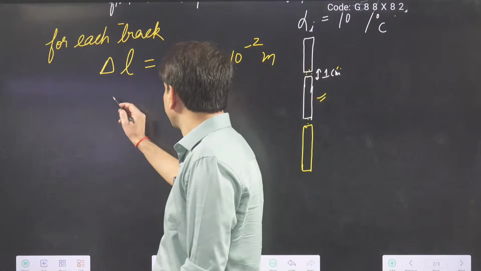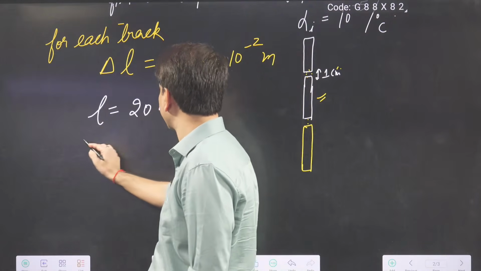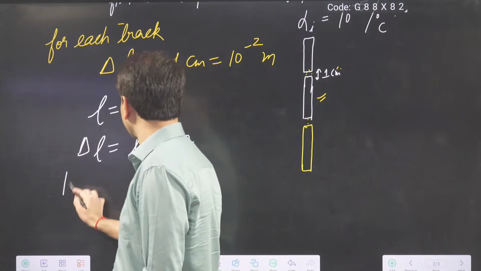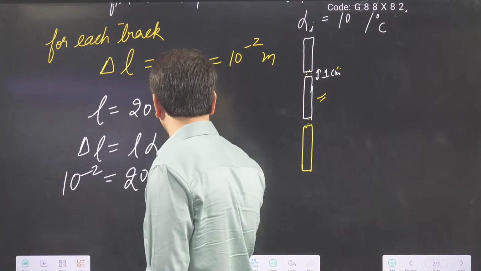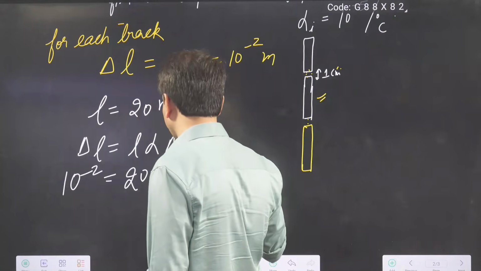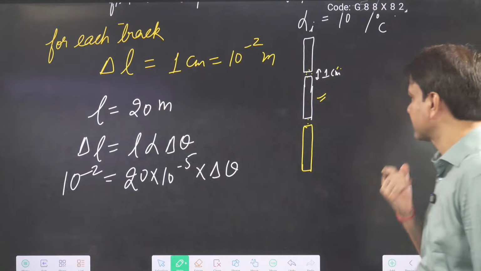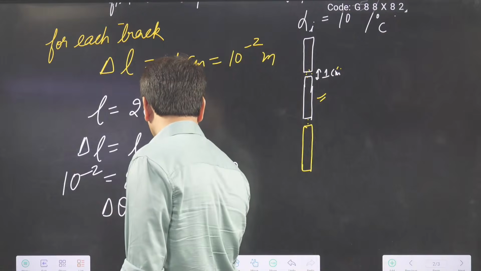Okay, so delta L and length we will take what? 20 meter. Now after putting in the formula, delta L is equal to L alpha delta theta. Delta L value 10 to the power minus 2. L is 20. Alpha is 10 to the power minus 5. From this delta theta you will calculate. How much you got? That is 1000 by 20 means 100 by 2 means 50. Delta theta is 50 degrees C.